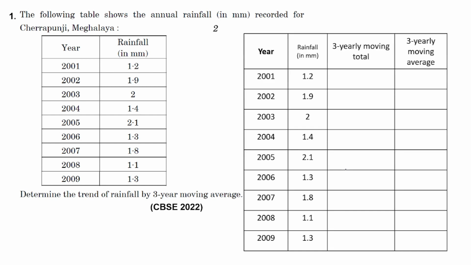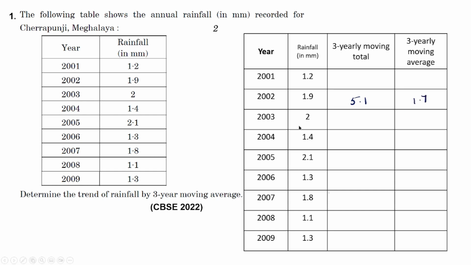So here let us draw a table like this, which has year, rainfall, and then we have to calculate the 3 yearly moving total and then the 3 yearly moving average. So the various years given in the question is written here, and the values for the rainfall in millimeter is also written here. First we shall calculate the 3 yearly moving total. So here it is 1.2 plus 1.9 plus 2, which is 5.1. The 3 yearly moving average is 5.1 divided by 3, which is 1.7.